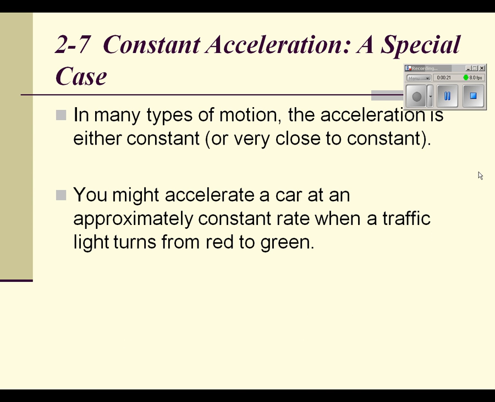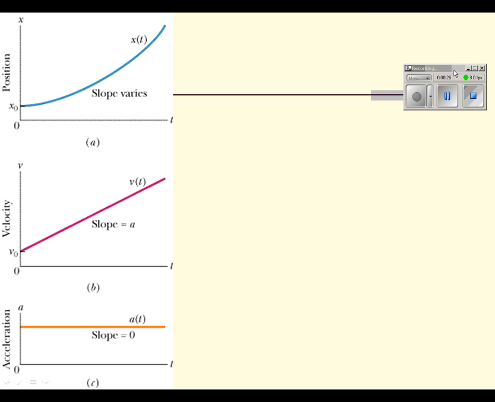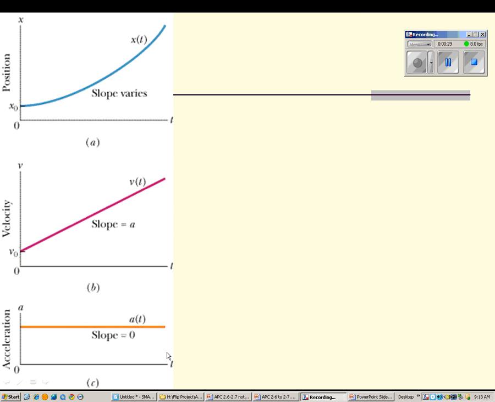You might accelerate a car at an approximately constant rate when a traffic light turns from red to green. The graphs that you might encounter are this, and I'm going to talk about the acceleration graph down here first. You'll see that the acceleration is constant, it's flat all the way across. It's a positive acceleration, so if you go up here to the velocity versus time graph, you'll see that the slope of that velocity versus time graph is constant. It stays the same the whole time, and it's a positive slope. And over here, you're going to see the slope varies, but it varies at a constant rate. It changes at a constant rate, and it's a parabolic curve, actually.